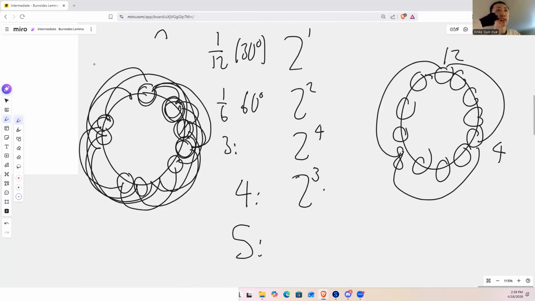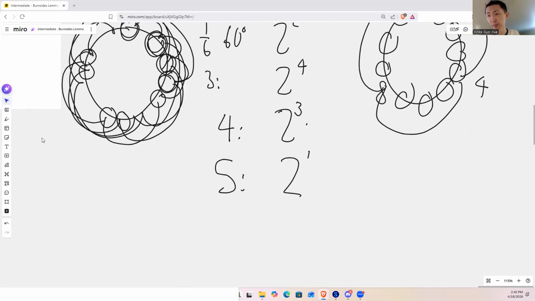Well, the multiples of 5 and 12 are disjoint up to 5 times 12. Because 5 is relatively prime to 12, the multiples of 5 will hit everything mod 12. So there's going to be just one set, so 2 to the 1. So there's 2 ways to color it.